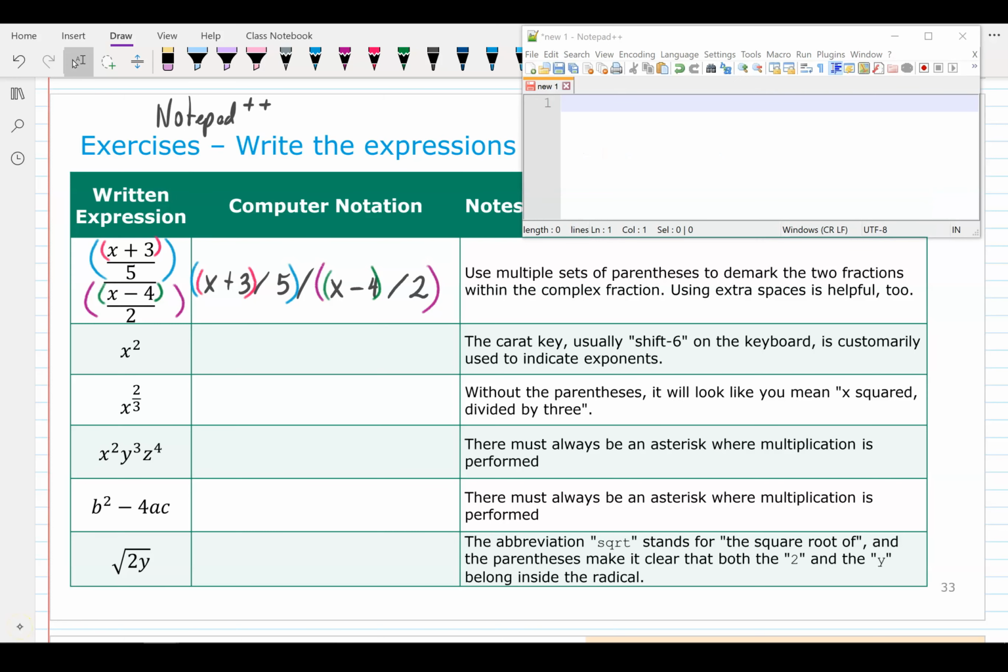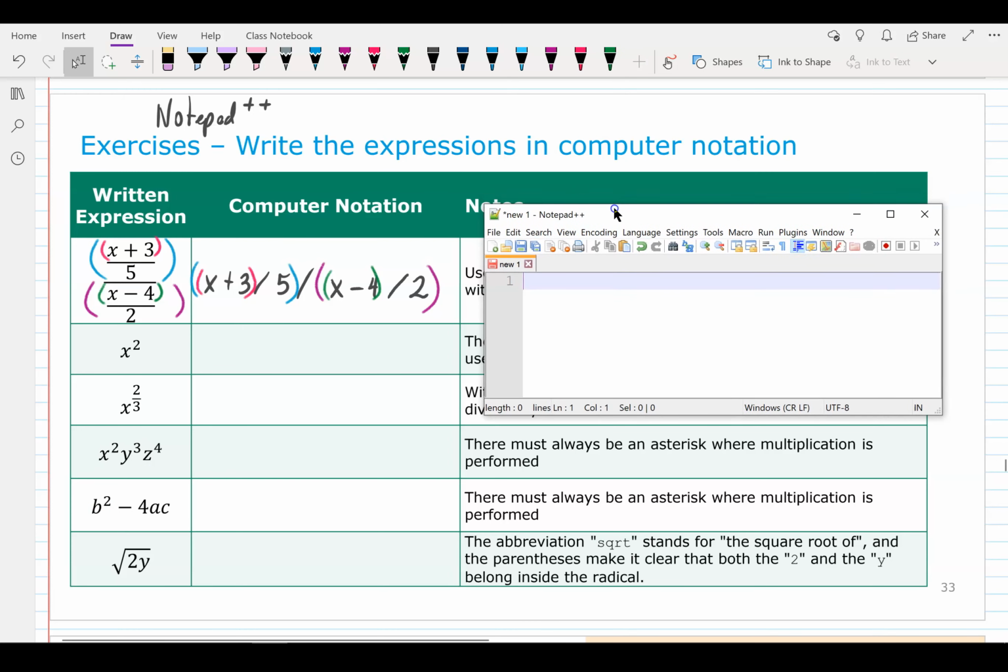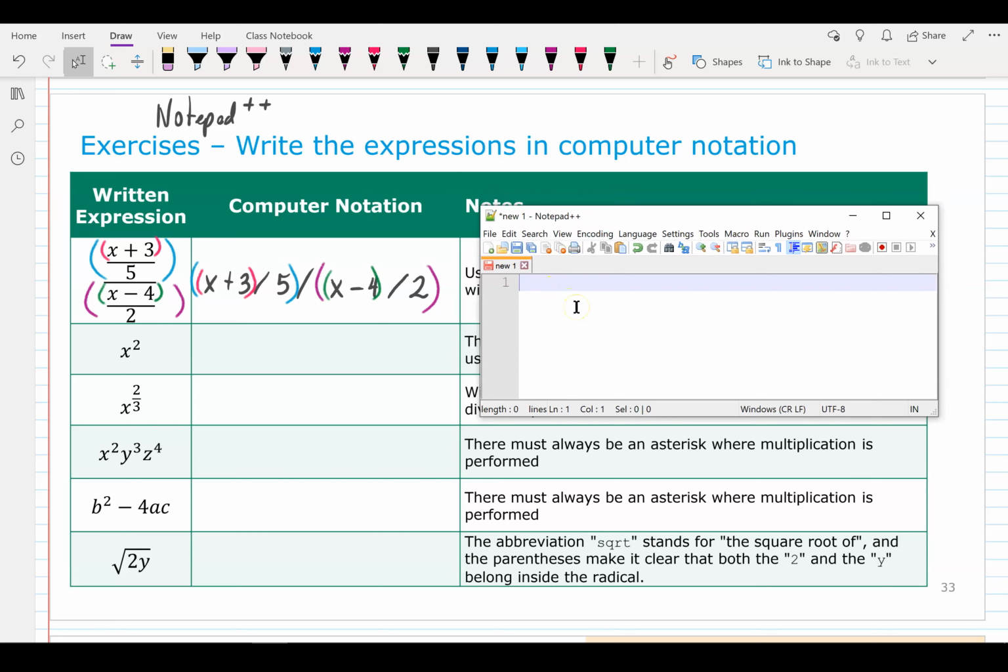So speaking of Notepad++, I just downloaded it and opened it up here just so that we can have something to look at. So you can see what I mean when I'm talking about this command line stuff. I don't like to use command line as much because it's not as color coded, but when you're doing computer notation, it can be really helpful to see this stuff. So I'm just going to type out what I wrote here.